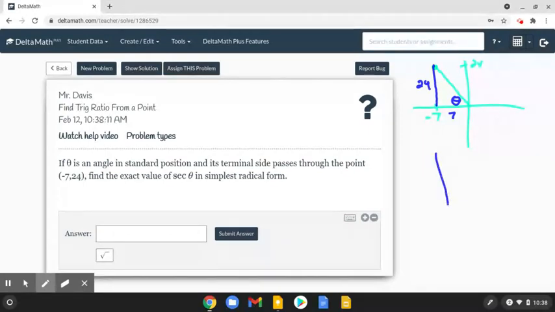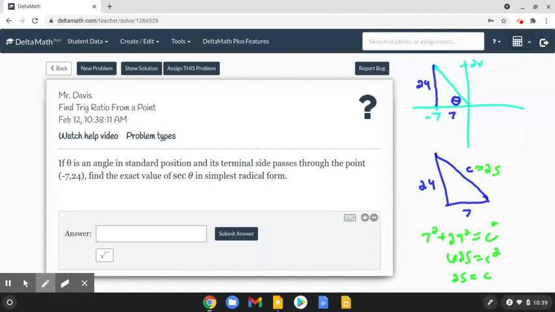Okay, so if we were to redraw that, 7 and 24, we're trying to find C. So we got 7 squared plus 24 squared. I think we're going to end up getting 25 again for our C for whatever reason. I think that's what we just had, right? Yeah. 625 equals C squared. So C is 25. And our theta is here.